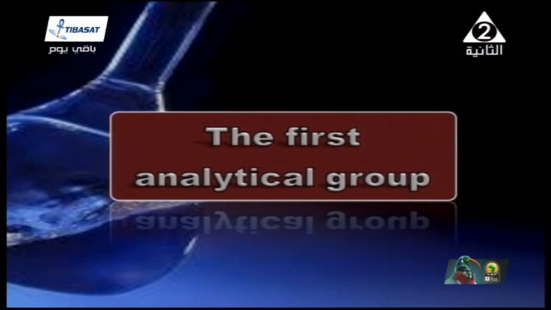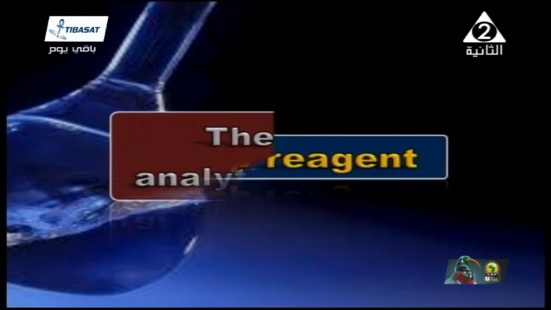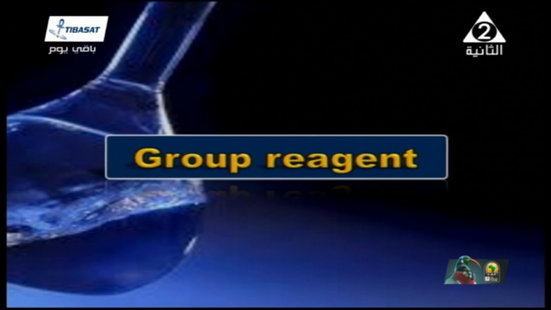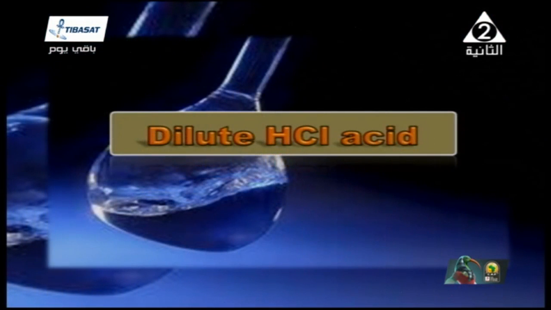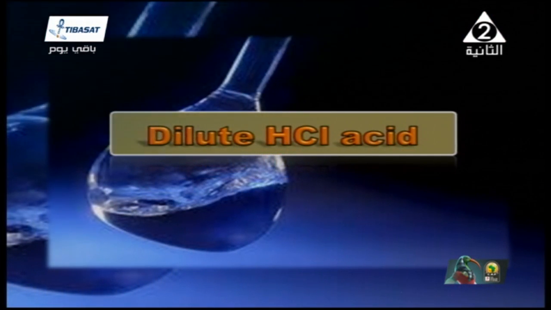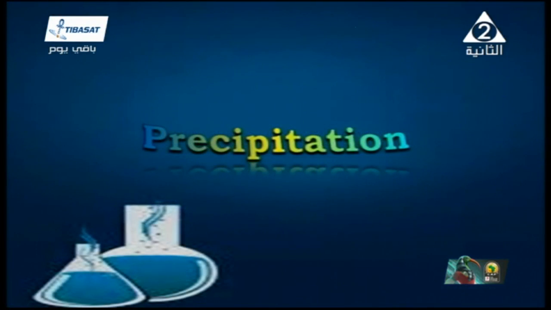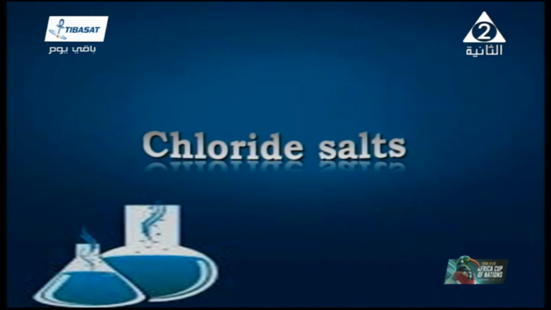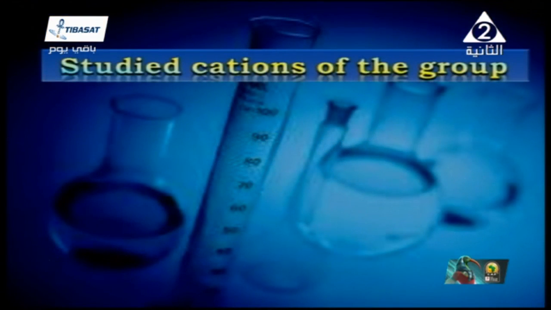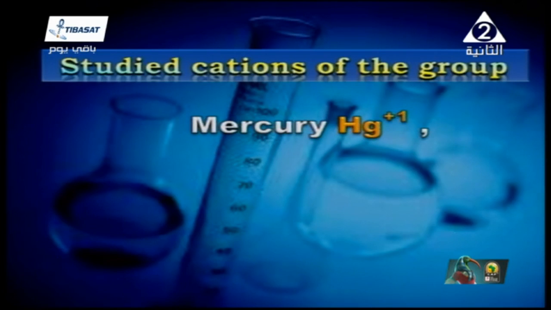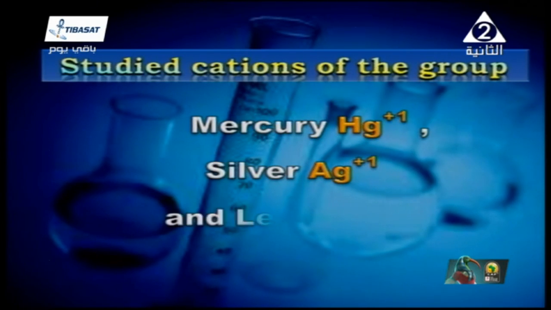The first analytical group. The group reagent of the first analytical group is dilute hydrochloric acid. The precipitate that is formed for this group is a chloride salt. What are the studied cations of this group? Mercury Hg positive 1, silver Ag positive 1, and lead Pb positive 2.